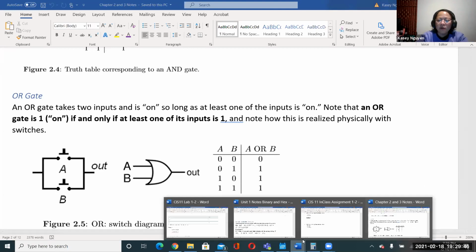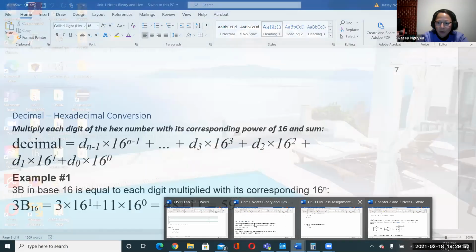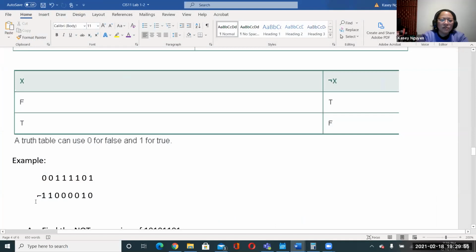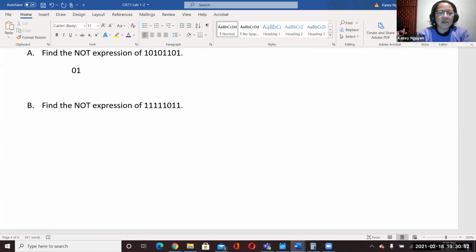Okay, so going back to our assignment, our lab. It's showing you how to NOT it. So find the NOT expression of A. That's easy. That's like flipping the bits, like what we did earlier. The first one becomes a 0. The next one is 1. The 0 becomes the 1. The 1 becomes the 0. 1, 0, 0, 1, 0. So when you NOT this, you get this as the output. Simple. We learned that earlier.